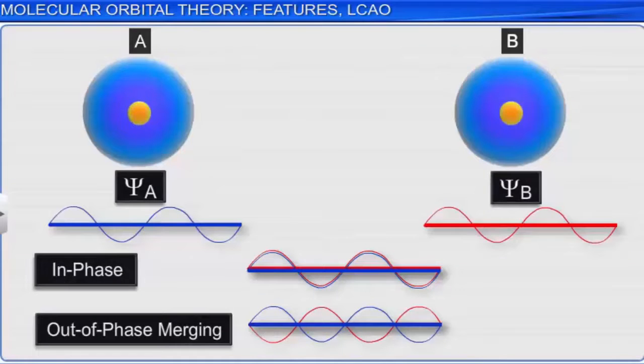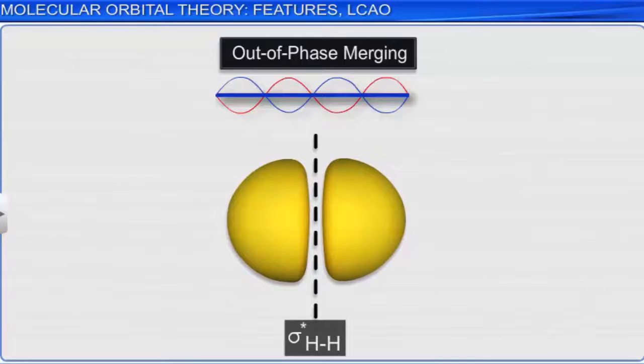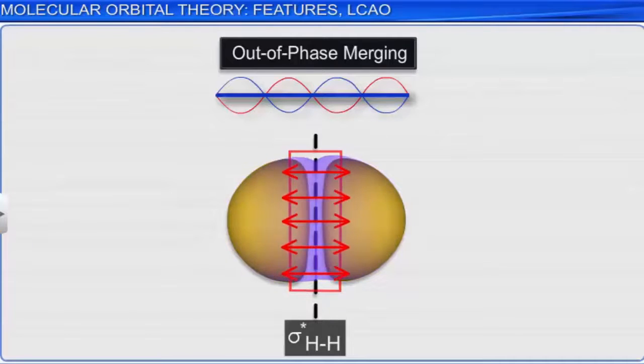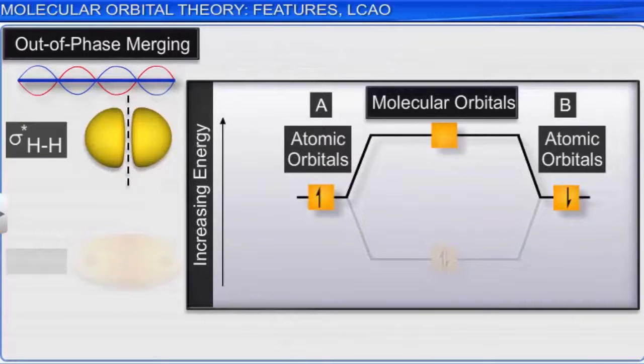When the two electron waves are out of phase, they form anti-bonding molecular orbitals. Here, the electron density between the two nuclei is reduced such that it is zero at the nodal plane. This leads to mutual repulsion of the electrons. As the energy of the mutual repulsion is more than the attraction between the electrons and the nuclei, the net orbital energy increases.